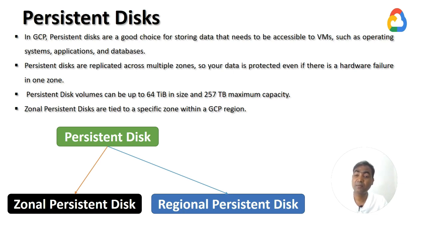Regional persistent disks are available across all zones in a given region. They provide redundancy and availability across multiple data centers within a region. They are suitable for applications that require continuous operation even in the event of a zone failure. I hope now, guys, you understand the basic difference between zonal persistent disks and regional persistent disks. Basically, zonal persistent disks are tied to a specific zone within a GCP region, but regional persistent disks are available across all zones in a given region.